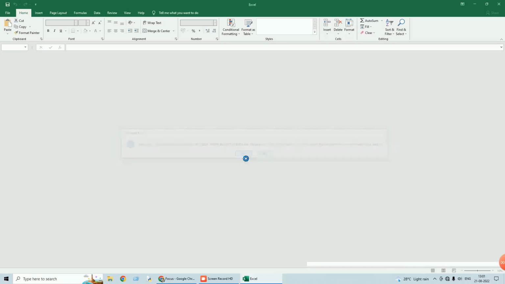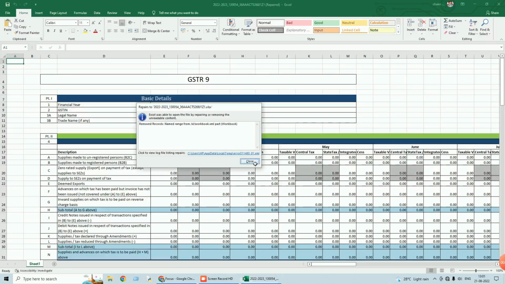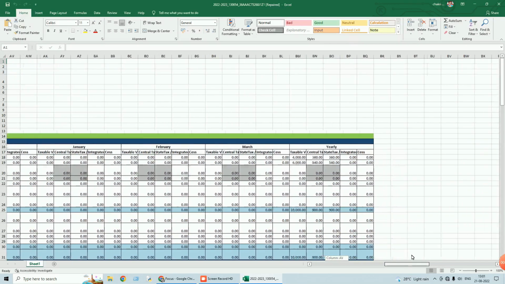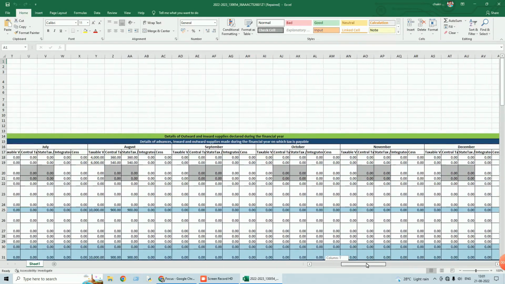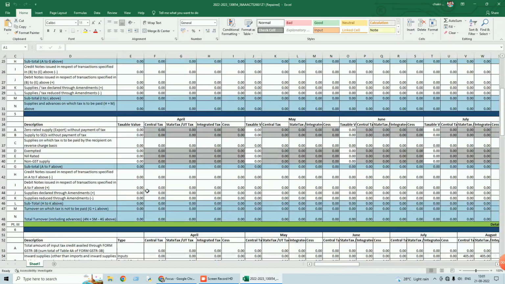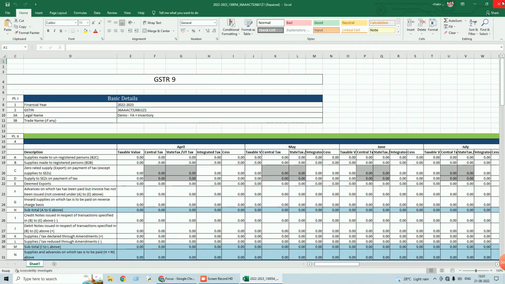See, this is the monthly comparison report. So every month you can compare from April to March. So this is the monthly comparison report. You can just check all the figures, which month you are, if there is any imbalance, you can check it monthly. So this is the GSTR monthly comparison report.